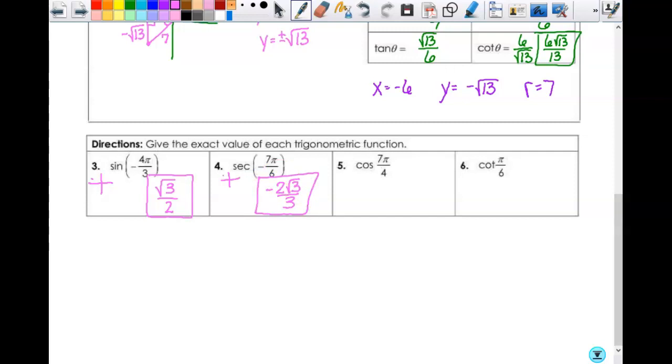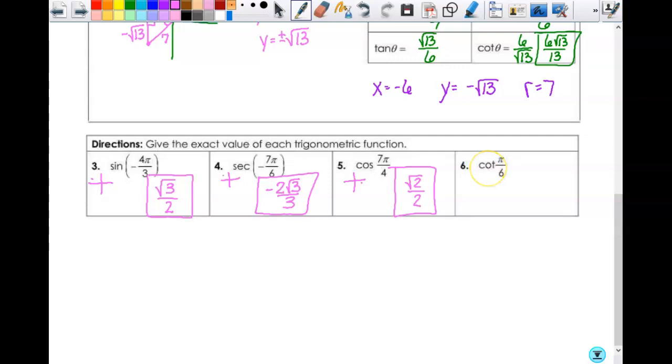Cosine, 7 pi fourths. Cosine of a pi fourths angle is square root of 2 over 2. Then I have to decide if it's positive or negative. So 7 pi fourths, that's in the fourth quadrant. That's where cosine is positive. That's my answer.